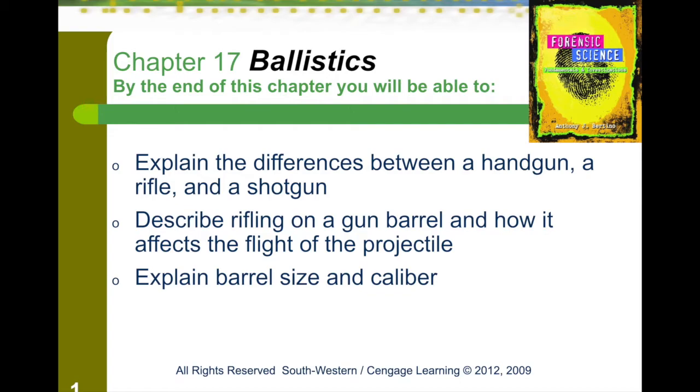So it says explain the differences. This is the goal of the chapter. Explain the differences between a handgun and a rifle and a shotgun. Describe rifling on a gun barrel and how it affects the flight of a projectile. And explain barrel size and caliber.